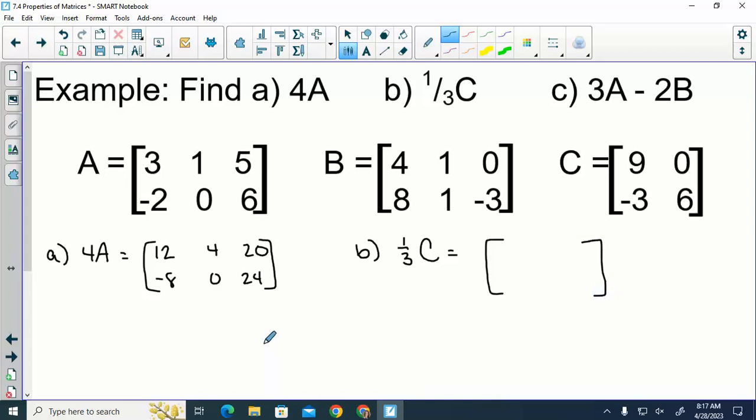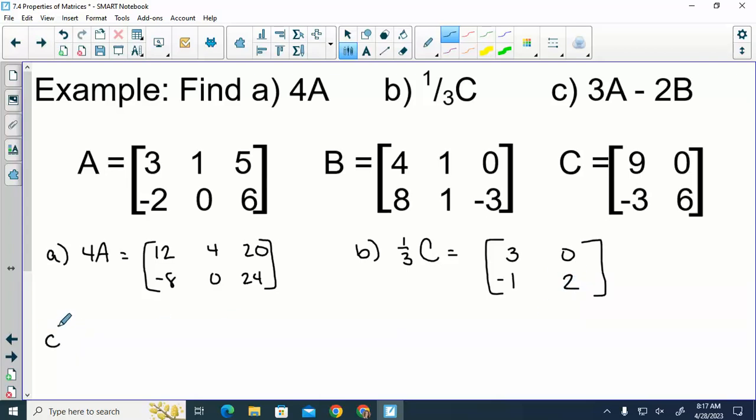Why'd you do 4 times 1/3? That's B you're doing. So then we're doing 1/3 C, so 1/3 times matrix C. 3, 0. So 1/3 times 9 is 3. 1/3 times 0, 0. Negative 1, and 2.